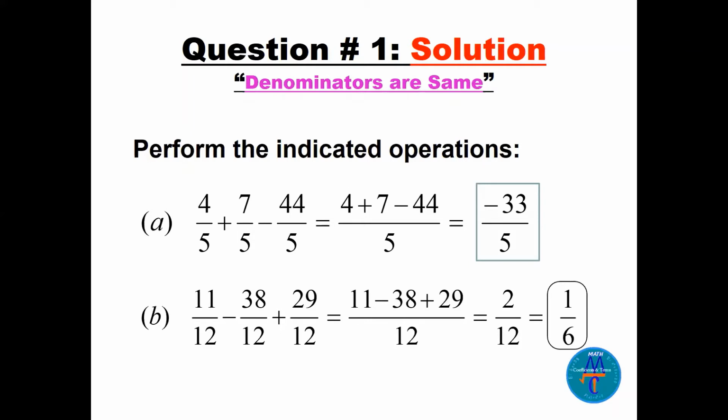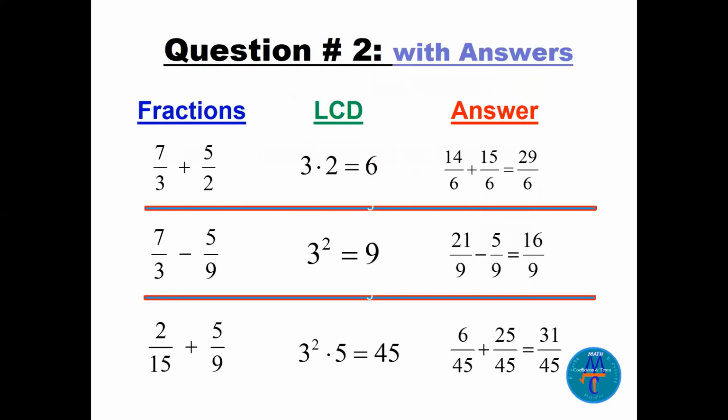That will be 2 over 12. You see? Divide by 2, 1 over 6 is the answer. That's the easiest fraction you can see. The same denominators. Now let's move on to see question number 2, where we have the fractions with different denominators.